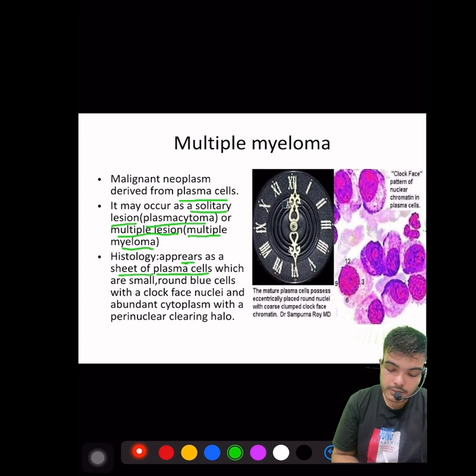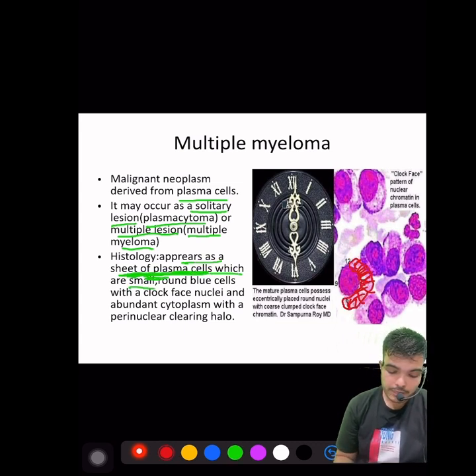And abundant cytoplasm. Can you see the amount of cytoplasm in this particular diagram? You can see that there is abundant cytoplasm. In contrast to Ewing sarcoma, where there was little cytoplasm, here there is abundant cytoplasm. You can see that this is the amount of cytoplasm for one cell. That means that is an abundant cytoplasm.